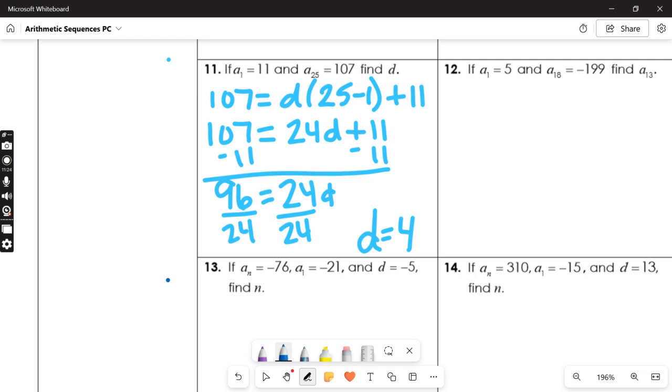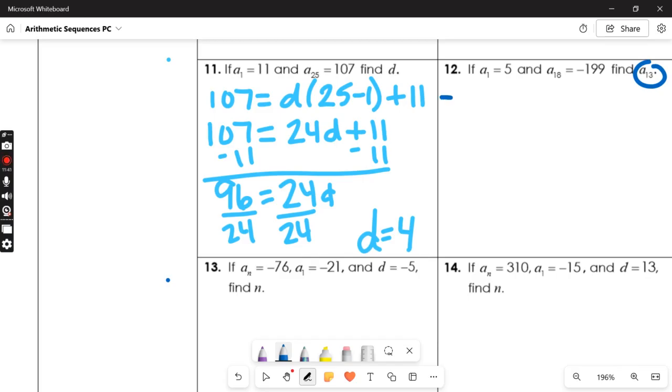A1 is 5. A18 is negative 199. Find A13. So this one we're going to work in parts. We do need to find, in this case, our common difference so that we know our formula, and then we'll plug it back in.